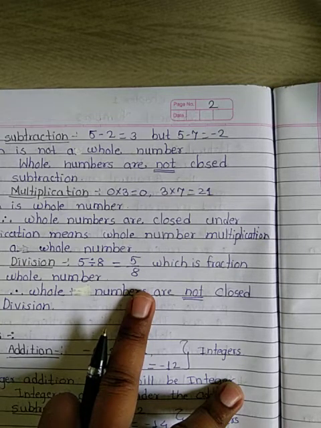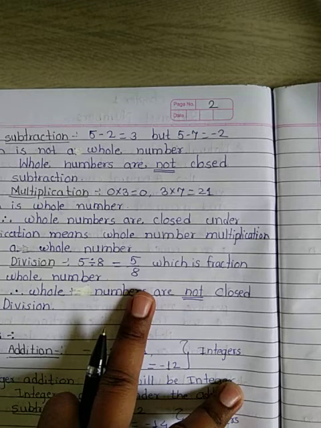What do you mean by closed under? Closed under means whatever operation you do on the whole numbers, if the answer is a whole number, then it is closed under that operation, whether addition, subtraction, or multiplication. Whenever we do addition of two whole numbers, or multiplication of two whole numbers, the answer will be a whole number itself. So whole numbers are closed under the addition and multiplication, not closed under the subtraction and division.